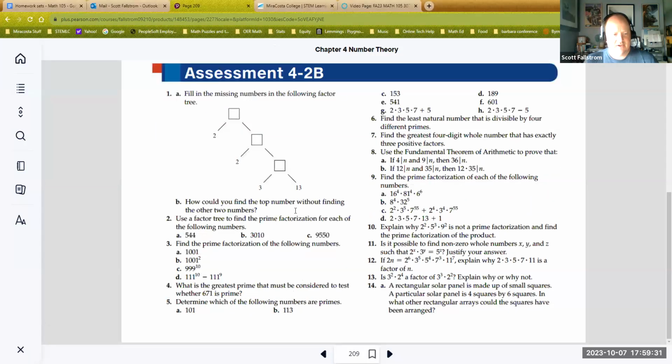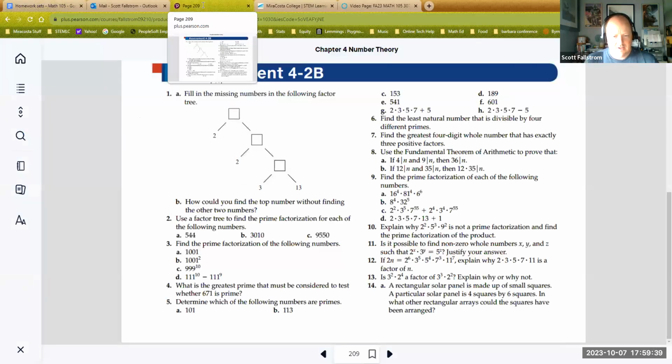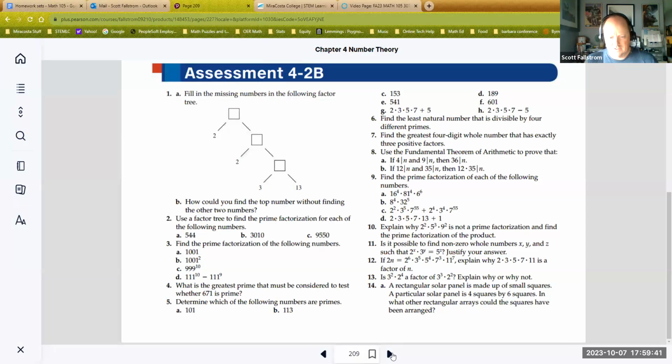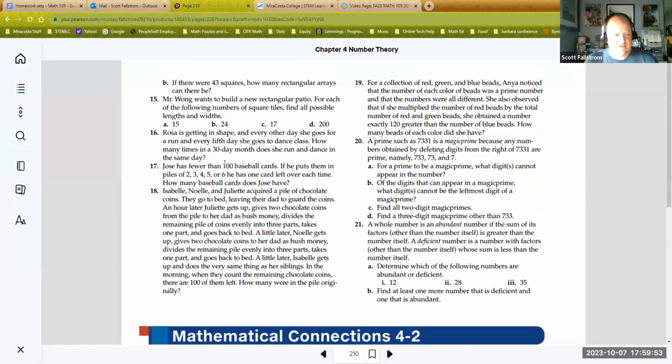Okay, so it's kind of a factor tree. I think I assigned 1 through 13, 17, and 18. So 1 through 13, it's basically that first page: some prime factorizations, the fundamental theorem of arithmetic, prime factorizations, and then 17 and 18, a couple of little word problems there.